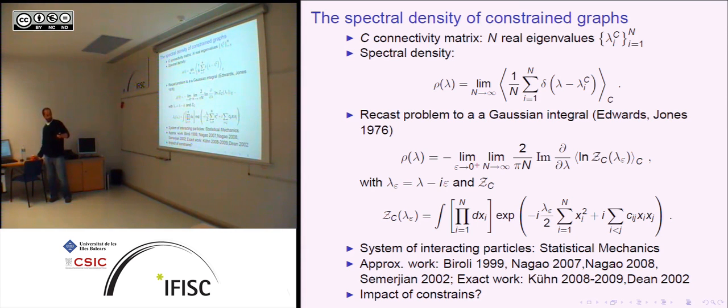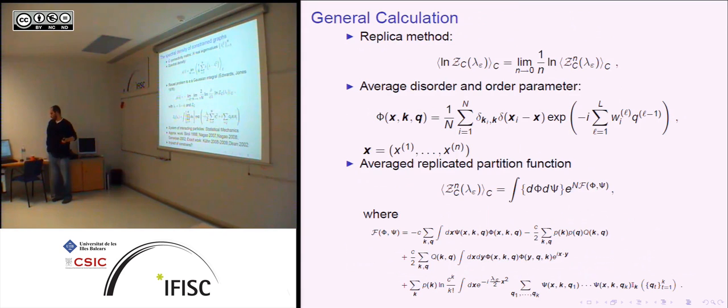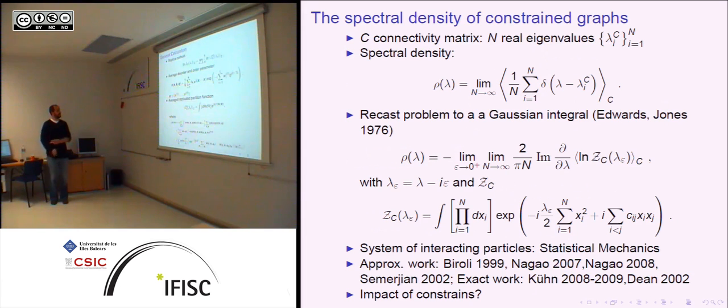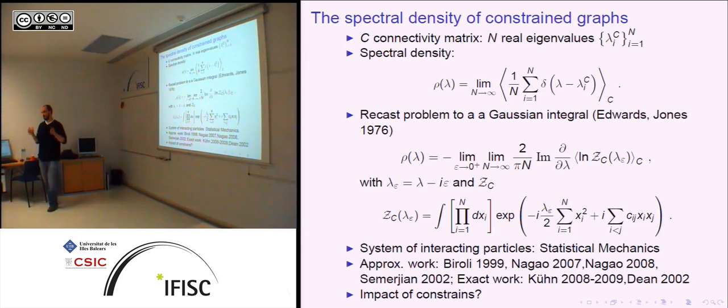Okay, very good. So let's carry on. Here I'm going back to this partition function. Notice here that the spectral density is given by the logarithm of the partition function, which is, if you wish, the free energy. But here I have a problem: I have to compute the average of the logarithm of the partition function, and the disorder is here.